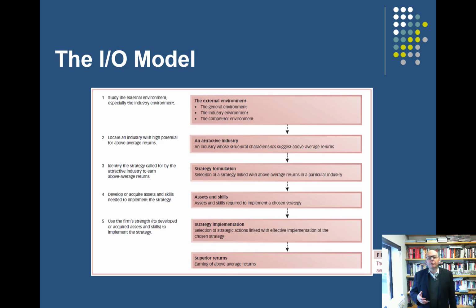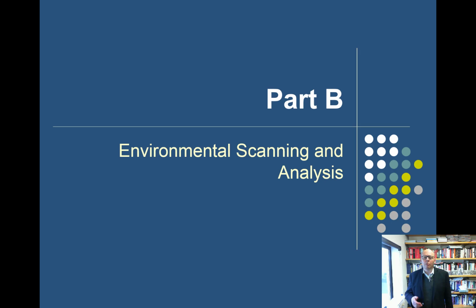So again, that IO model, that model of external analysis, really does shape the way we think about the external part of the input process into strategy formulation. What we're going to do in the next part of the lecture is we're going to look at the actual process of environmental scanning and analysis and talk through how an organisation might make a determination about which external factors have the greatest impact on their strategy.